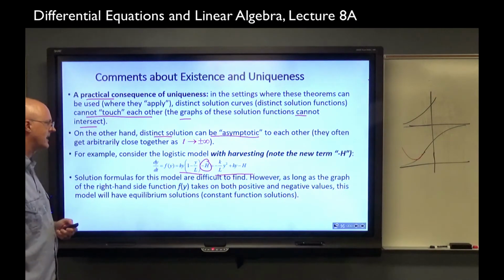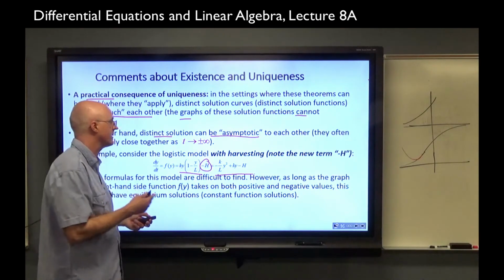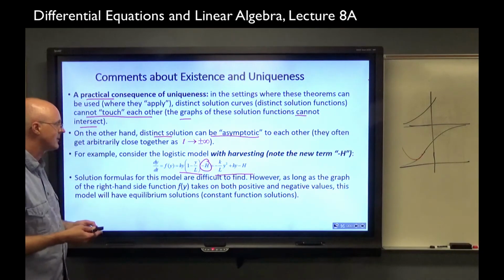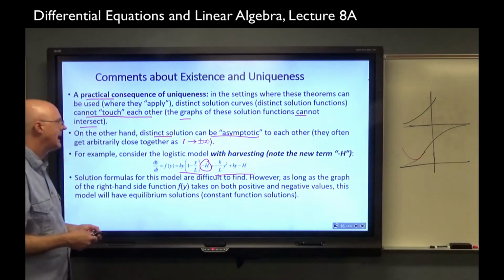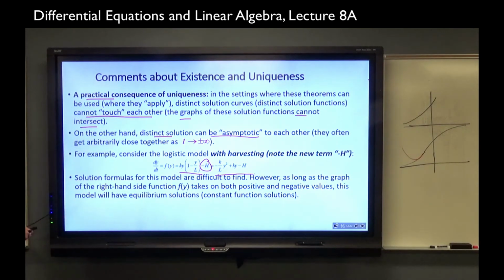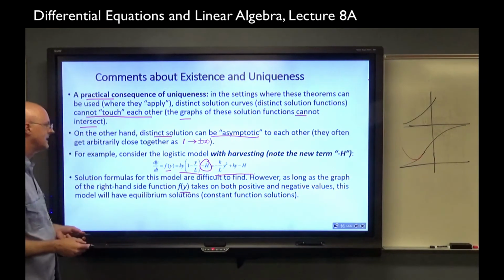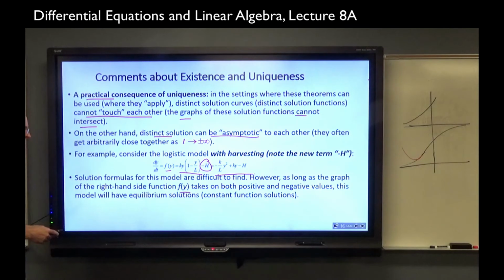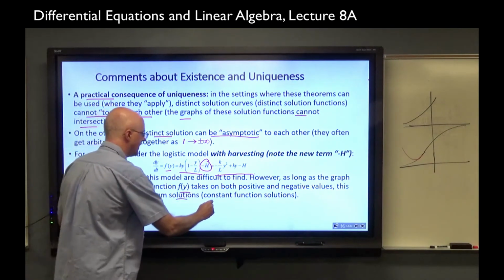Solution formulas for this model are difficult to find. They actually are possible. You can separate variables and solve this, although having the arbitrary k, L, and h in there makes it hard. However, as long as the graph of the right-hand side function, f of y, this function right here, takes on both positive and negative values, this model will have equilibrium solutions, constant function solutions.